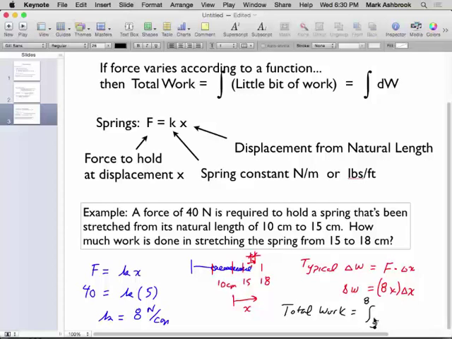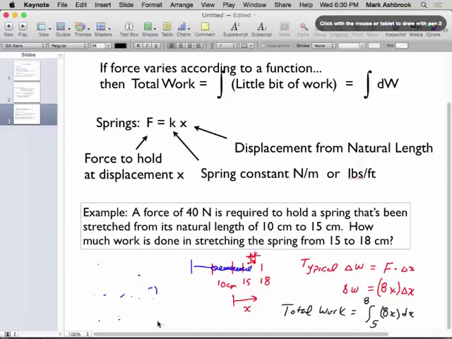And then we're going to add, from 5 to 8, all these little bits of work. Force, 8x, times distance. So do all our units correct. 5 and 8 are in centimeters. That's centimeters or newtons per centimeter. Okay, so super easy integral here. Four x squared. Let's just finish it out here fast.